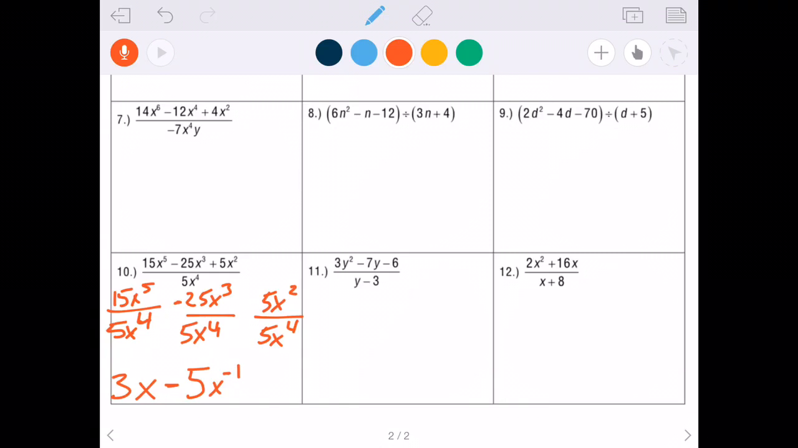So remember, if we have a negative exponent, if it's in the numerator, we need to kick it to the bottom, kick it to the denominator. So that's what we're going to do in this case.